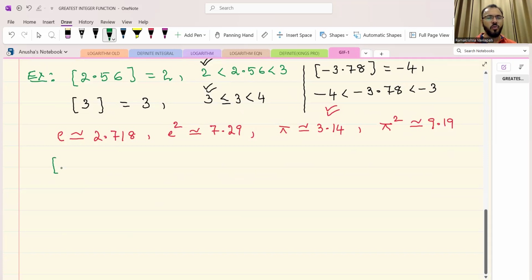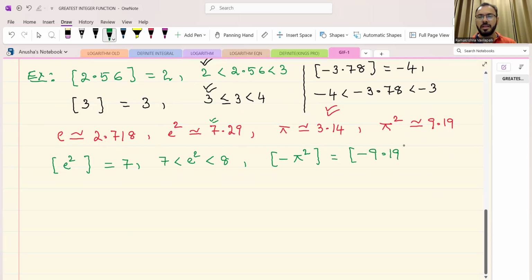Integral part of e square is 7, because e square lies between 7 and 8. For example, integral part of minus pi square, nothing but integral part of minus 9.19. Remember, you have to choose the integer less than or equal to the given number. So here its value is minus 10.